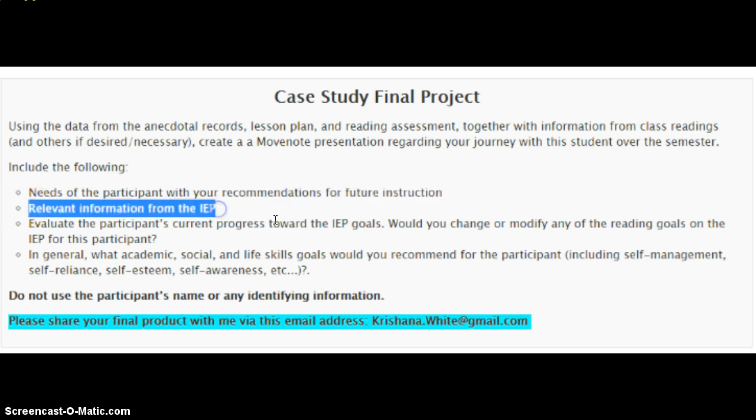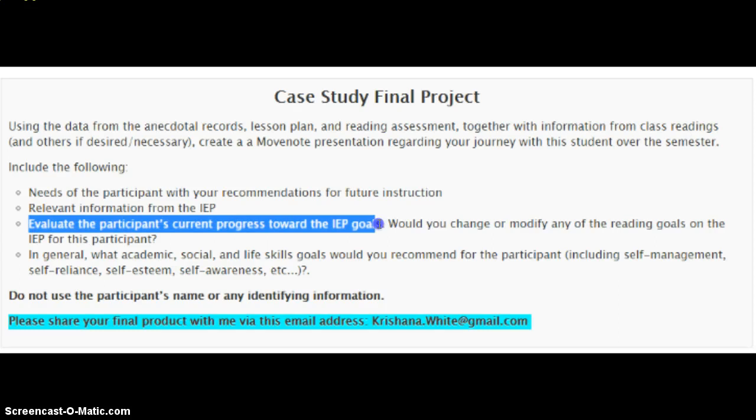Relevant information from the IEP should be included. However, the IEP itself, the whole document, should not be used because that was its own separate project. So you will be highlighting key information from the IEP, perhaps even showing part of a goal page or just the goal itself that you developed, maybe the accommodations or modifications. Depends on what's going to help you best tell the overall story of your student's learning journey this semester, as well as what you learned as a professional.